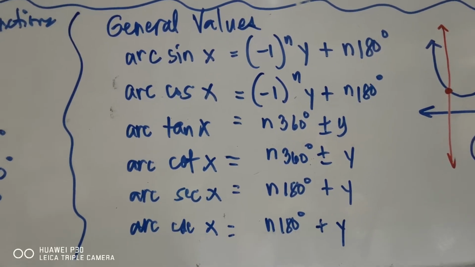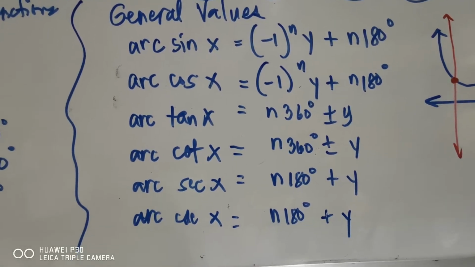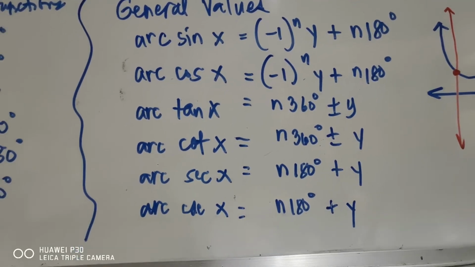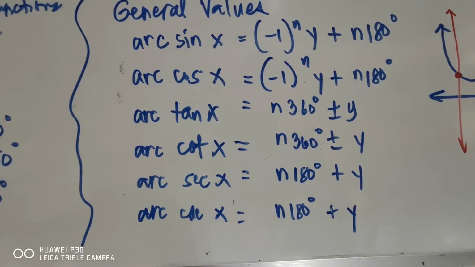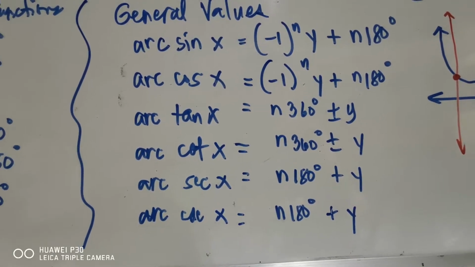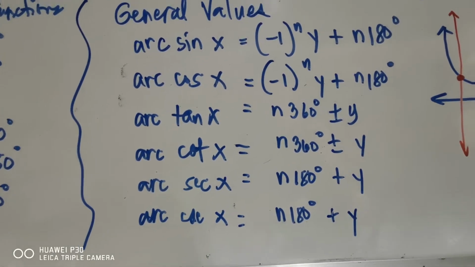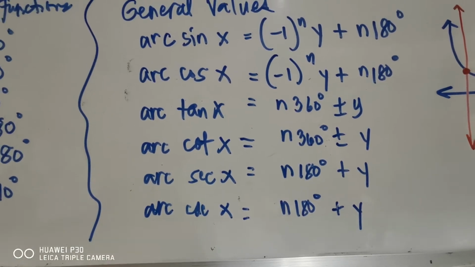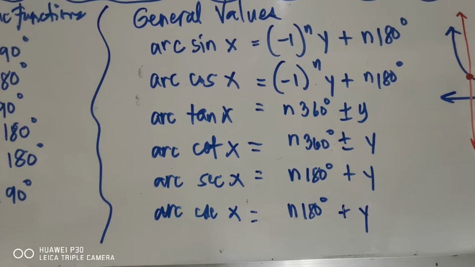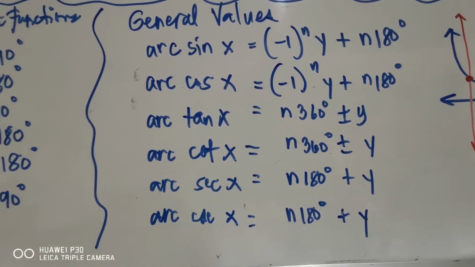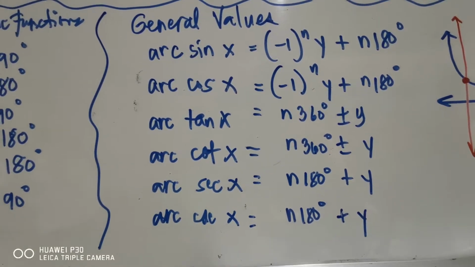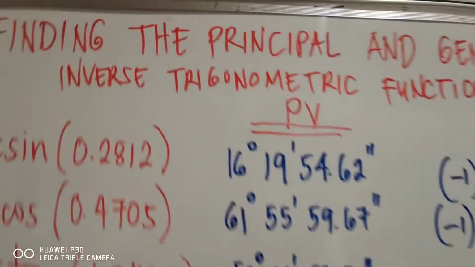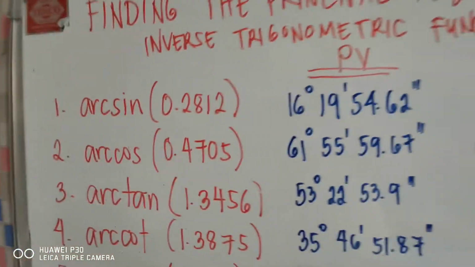For inverse trigonometric function of cosine, this is the same with that of the inverse trigonometric function of sine. For the inverse trigonometric functions of tangent and cotangent, we have n times 360 degrees plus minus y. And for the inverse trigonometric functions of secant and cosecant, we have n times 180 degrees plus y. What is y? y is of course the value of your principal values. Okay?